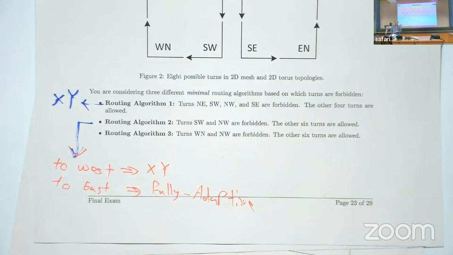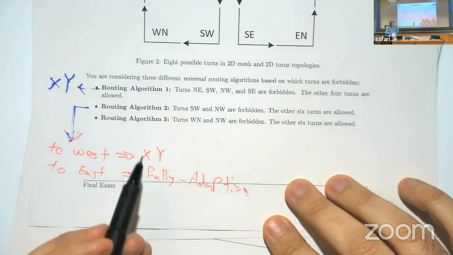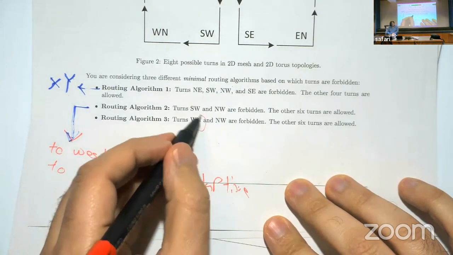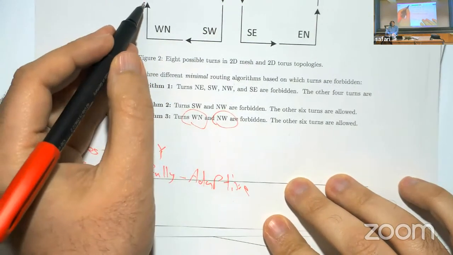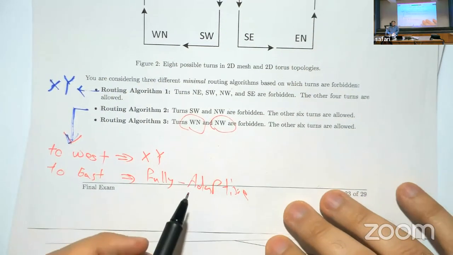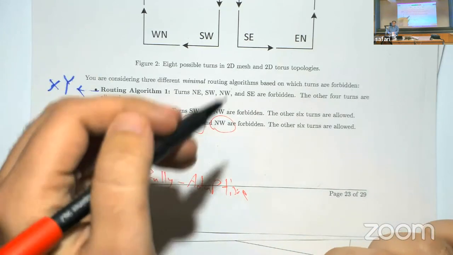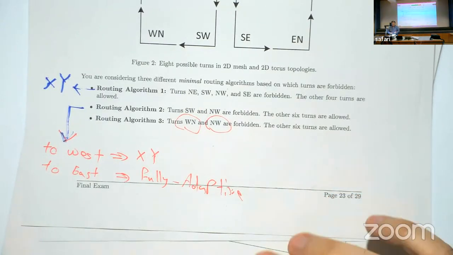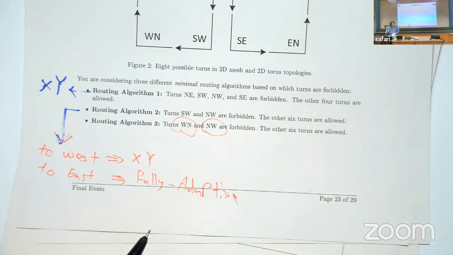Is that clear? Okay. And the third routing algorithm: turns west-north and north-west are forbidden. So west-north here and north-west. This one is a bit hard to understand, what it looks like. Basically, in order to understand it, you just need to make sure that you don't take these turns. I'm not going to reduce this routing algorithm to any easy, understandable routing algorithm.